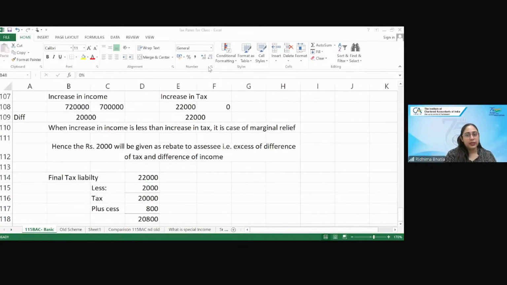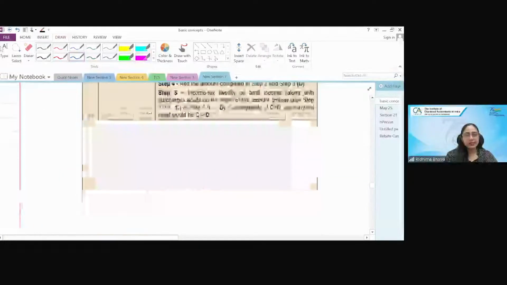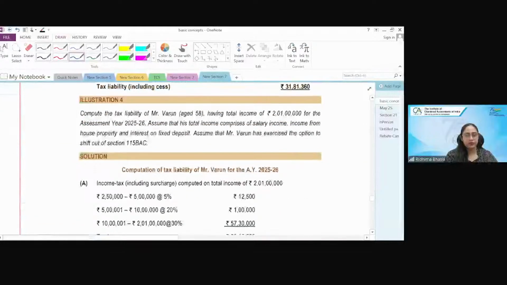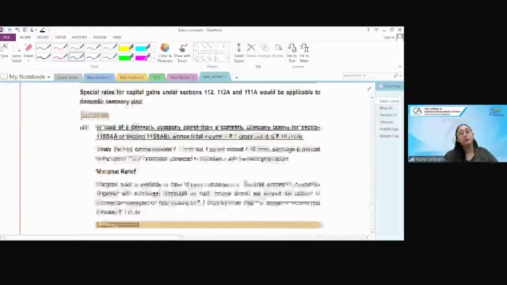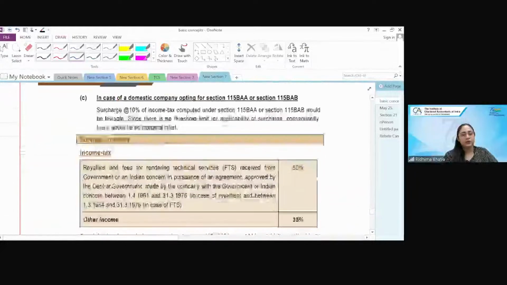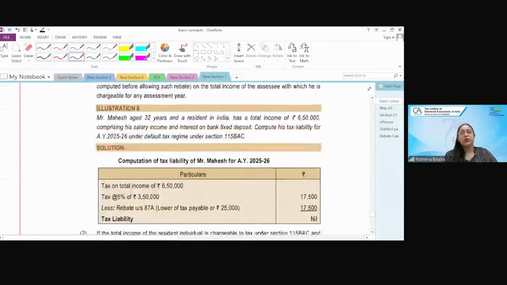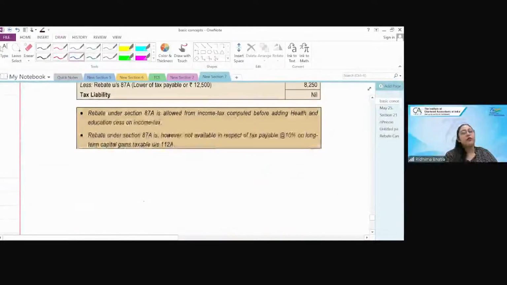Noted? So if you want to do illustration 9, please go ahead so that the concept is sealed completely. It's on page number 1.66. I'll open it for you all. And rebate concept is only on resident individuals, not on everyone, okay? There is one marginal relief on surcharge also, that is also the same concept only. So you can do illustration 8, you can do illustration 9, and you can do illustration 10. We are good to go with all of this.